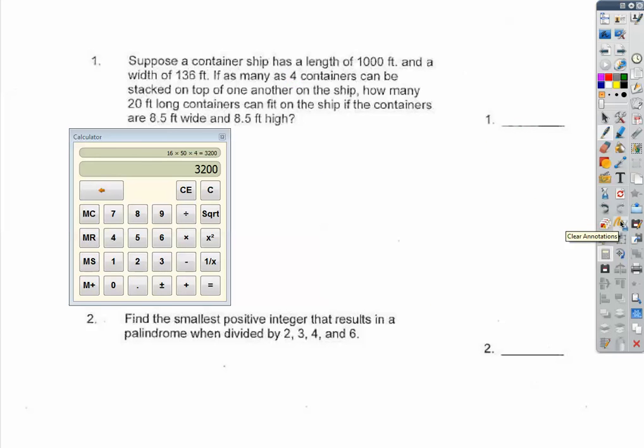MathCounts definitely. Find the smallest positive integer that results in a palindrome when divided by 2, 3, 4, and 6. Find the smallest possible integer that results in a palindrome when divided by 2. That's an interesting problem. So how would you go about doing that one? So the answer is not a palindrome.